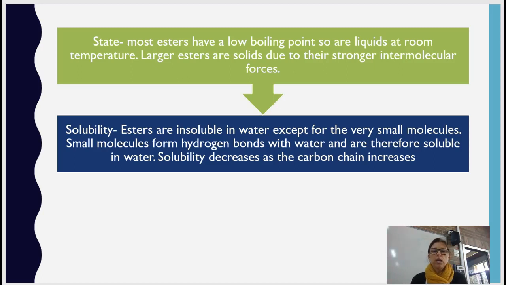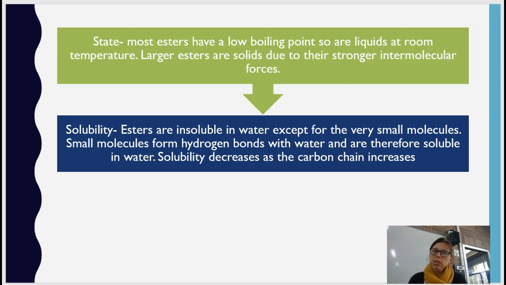So if we're looking at the state of them, most esters have a really low boiling point. So at room temperature, about 20 degrees, they are liquids. The larger esters might be solids, and that again might be due to their stronger intermolecular forces.